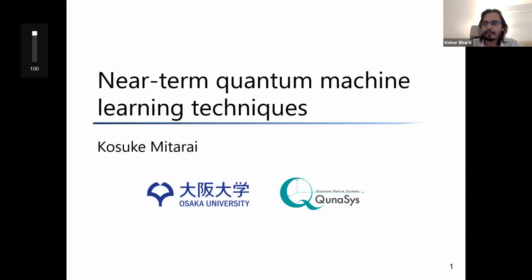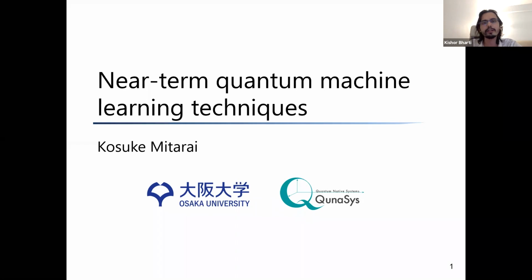So thanks, Kosuke, for agreeing to join us for the quantum machine learning journey of cloud security. In the past, we had many speakers from different places talking about quantum machine learning. And this time we have Kosuke from Japan, Osaka University. He will talk about near-term quantum machine learning techniques. He has made many fundamental contributions to the area of NISQ and machine learning, including the quantum circuit learning paper, which is quite a decent paper.